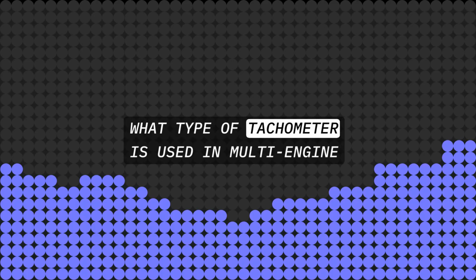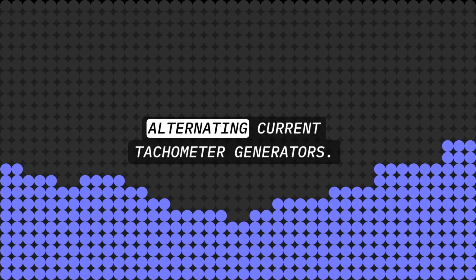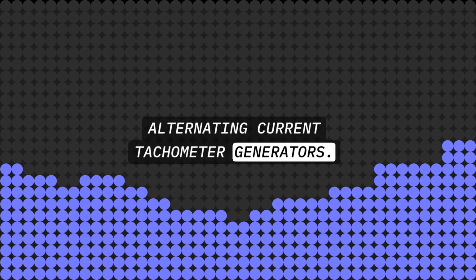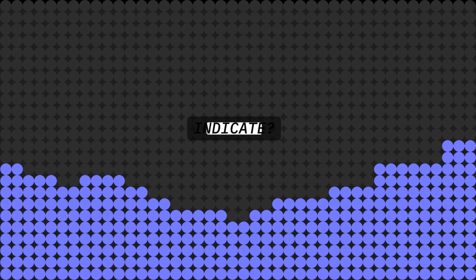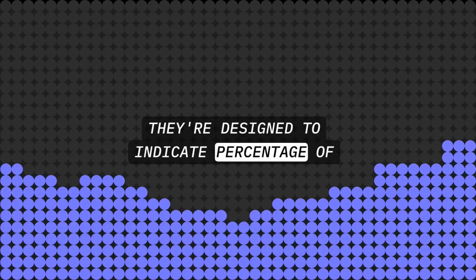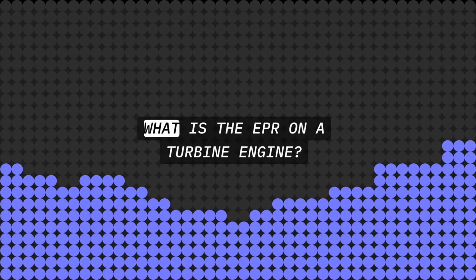What type of tachometer is used in multi-engine airplanes? Alternating current tachometer generators. What are turbine engine tachometers designed to indicate? They are designed to indicate percentage of engine rotor RPM. What is the EPR on a turbine engine?